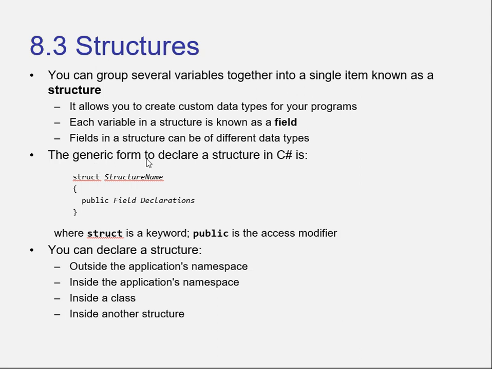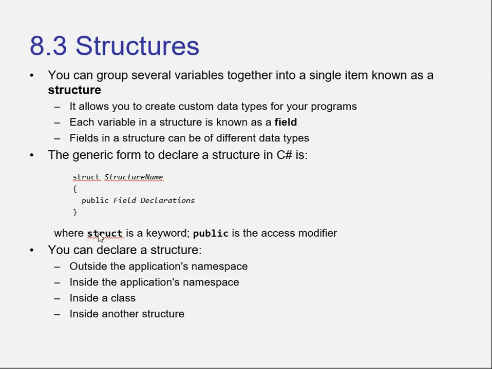Now, the generic form, or the way of declaring or setting up a structure in C#, is by using a reserved word here called struct. And then give it a structure name, and we use proper Pascal case to do that. And then we declare all of our fields that we are trying to set up.